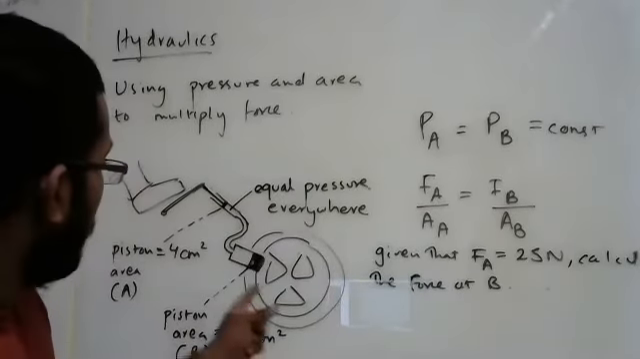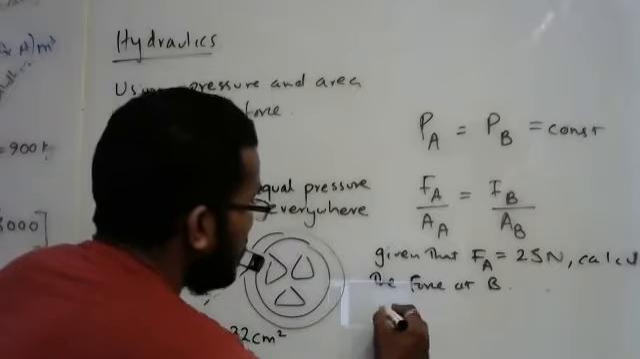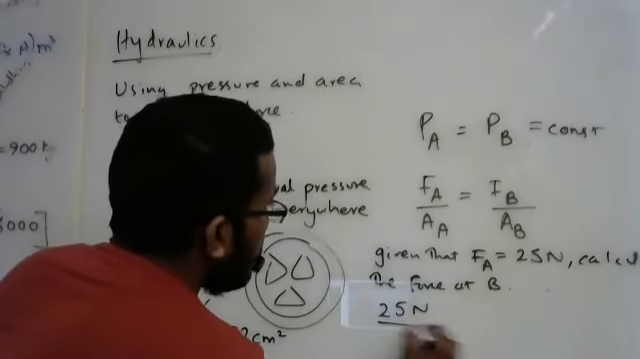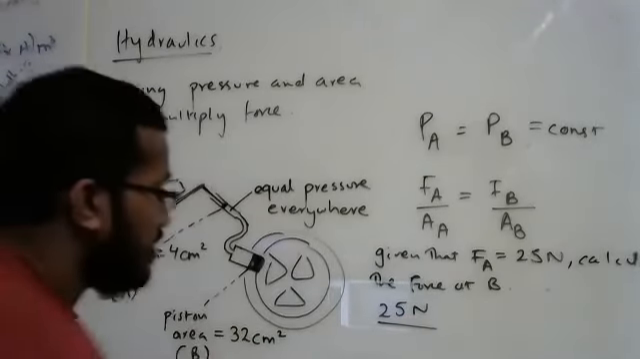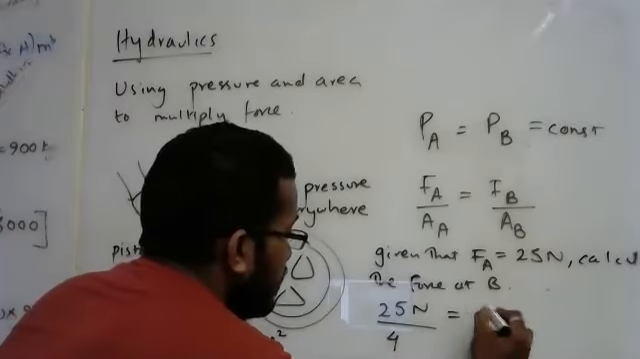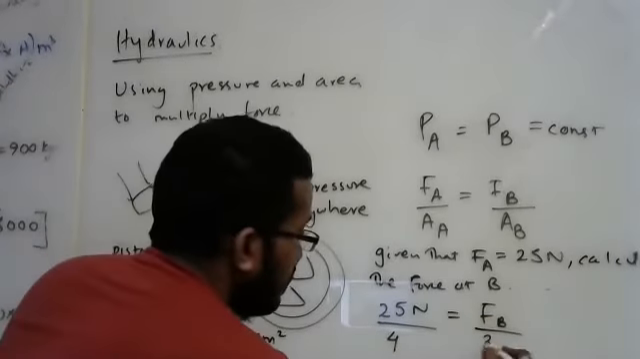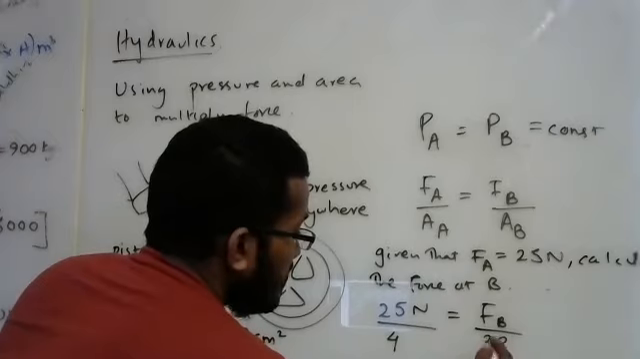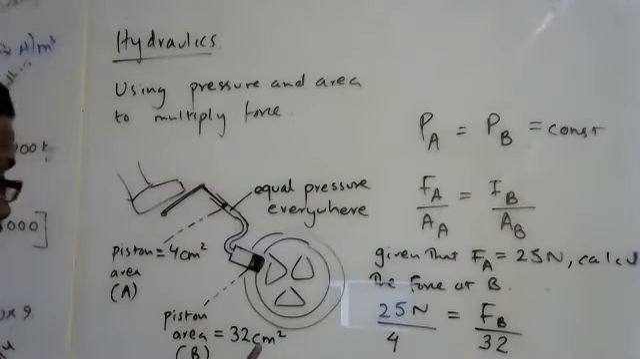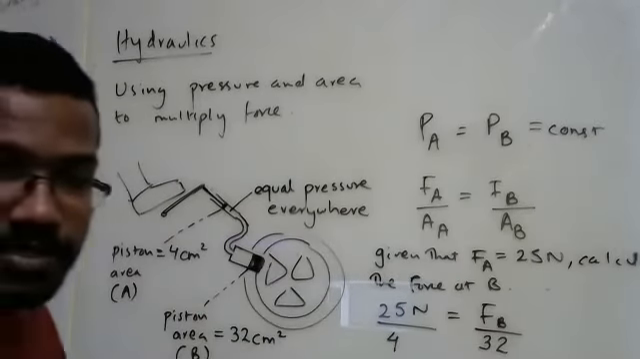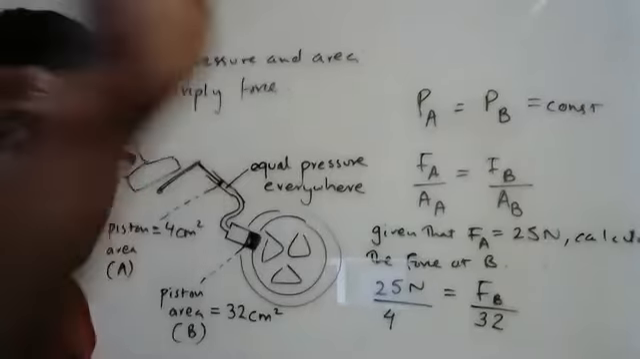Anyway, the force at A, that's 25 Newton, divided by the area of A, which is 4, is equal to force B divided by the area, which is 32. Now, you would have noticed that I didn't bother to convert centimeter squares to meter squares. So it's a special trick.